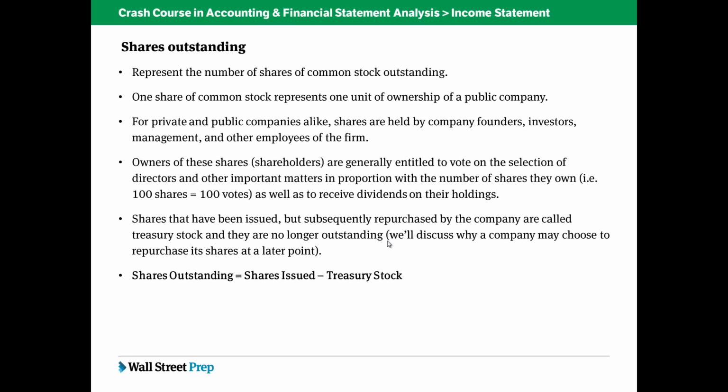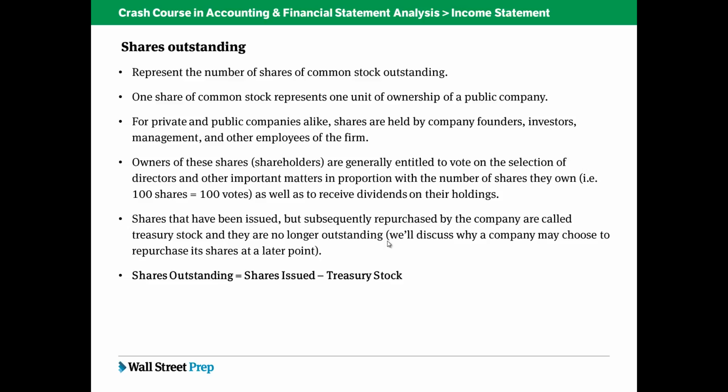Shares outstanding represent the number of shares of common stock outstanding. One share of common stock represents 1 unit of ownership for a public company. For private and public companies alike, shares are held by company founders, investors, management, and other employees of the firm. Owners of these shares, we call them shareholders, are generally entitled to vote on the selection of directors and other important matters in proportion with the number of shares they own. The more shares they own, the more of a vote they have. They also have a right to receive dividends per share. So the more shares you have, the more dividends you're going to receive.